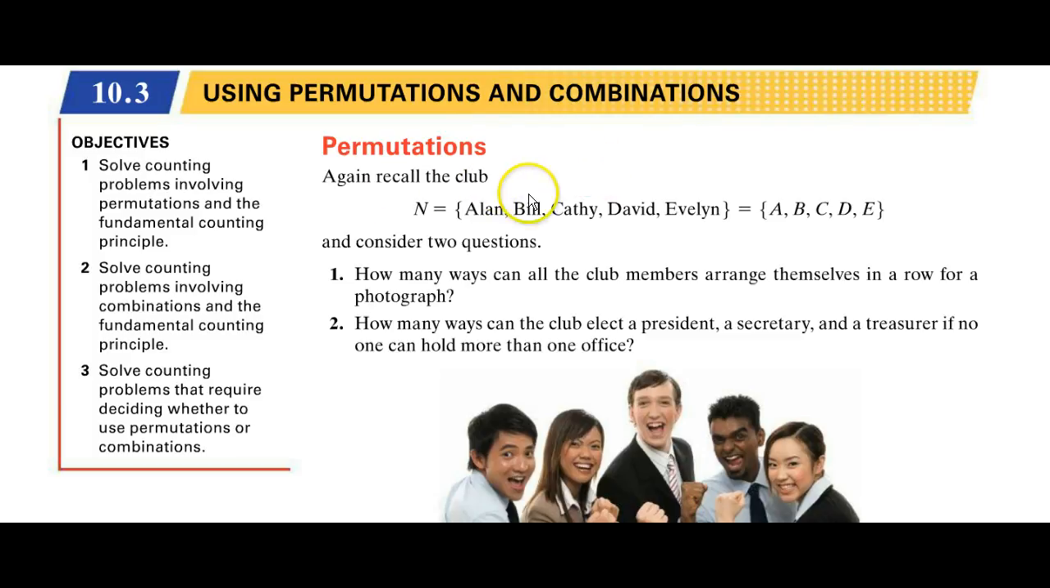Again, we're going to recall a club. There are 5 members in our club, and we're going to consider this. How many ways can all the club members arrange themselves in front of a photographer for a photograph? And secondly, how many ways can the club elect a president, a secretary, a treasurer, if no one can hold more than one office?